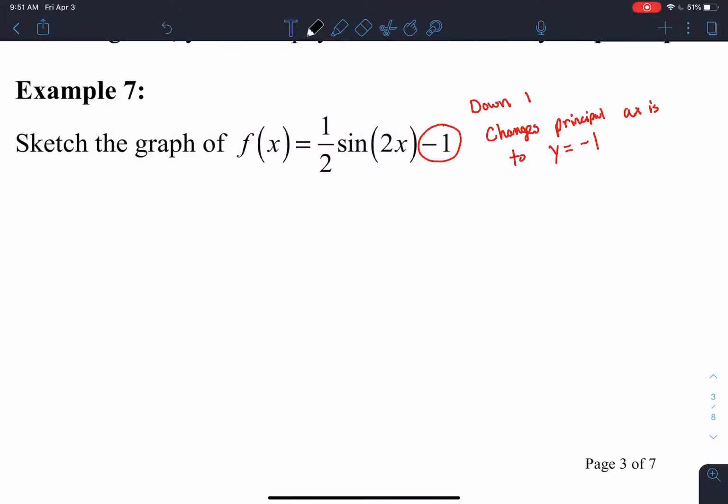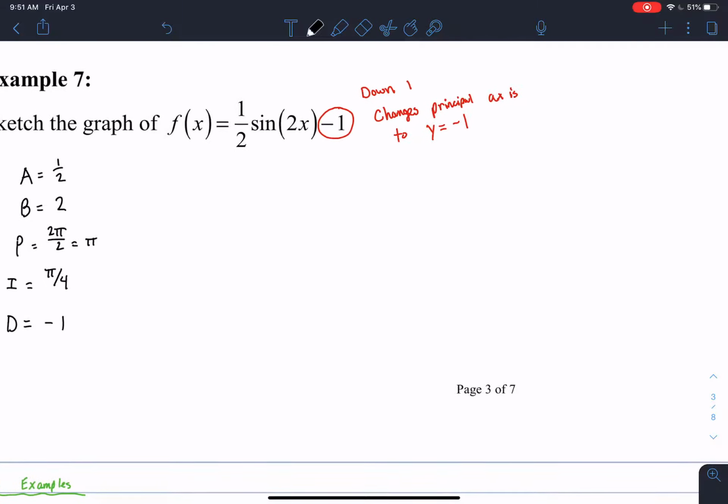So I see that my amplitude is 1/2. My b term is 2, which makes my period pi. And then my interval is going to be pi over 4. And then the value for d here, or your vertical shift, is -1.